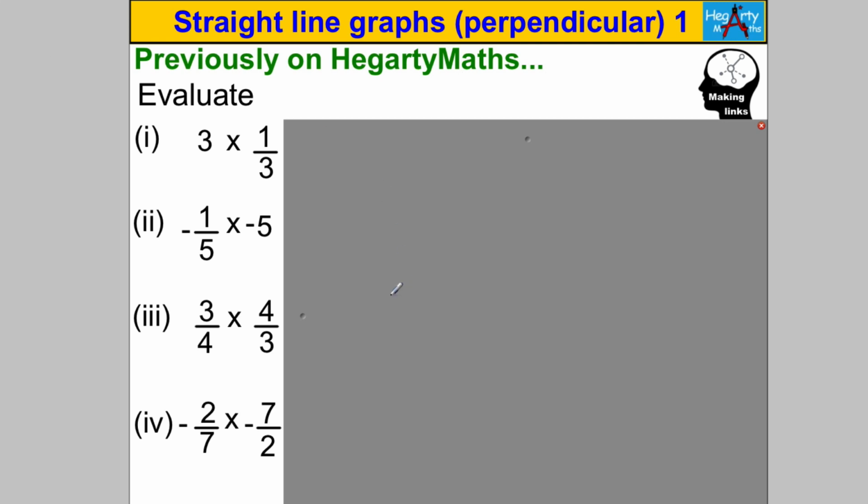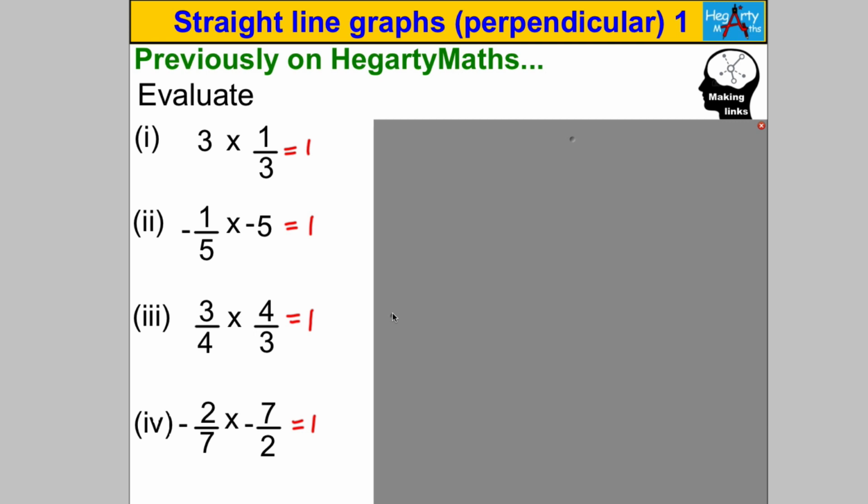Okay, hopefully, and without much bother, I would have expected you to get the answer was 1 for each of these. Now, that means you might need to go back to looking at your multiplying fractions or multiplying whole numbers by fractions, and also the idea of reciprocal, because I would have wanted you to spot that 3 and a third are the reciprocal of each other, negative a fifth and negative 5 are the reciprocal of each other, 3/4 and 4/3 are the reciprocal of each other, and so on.